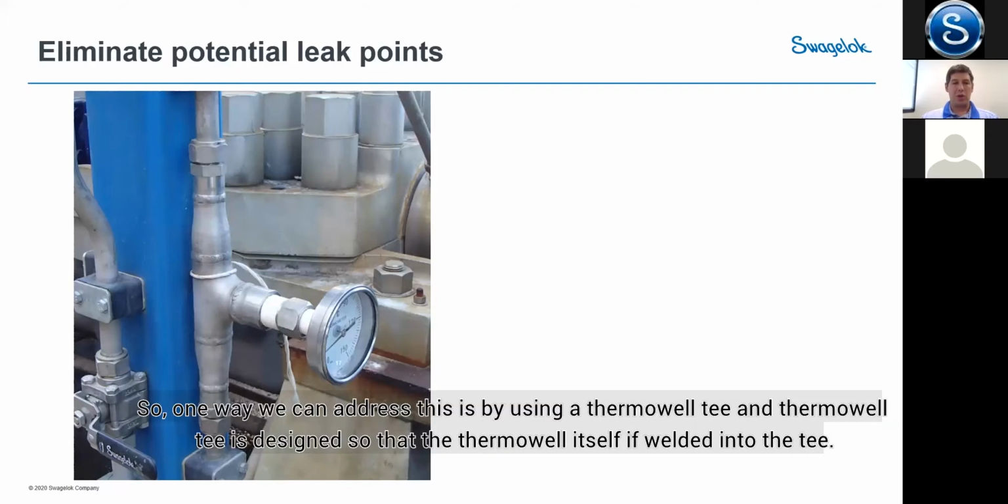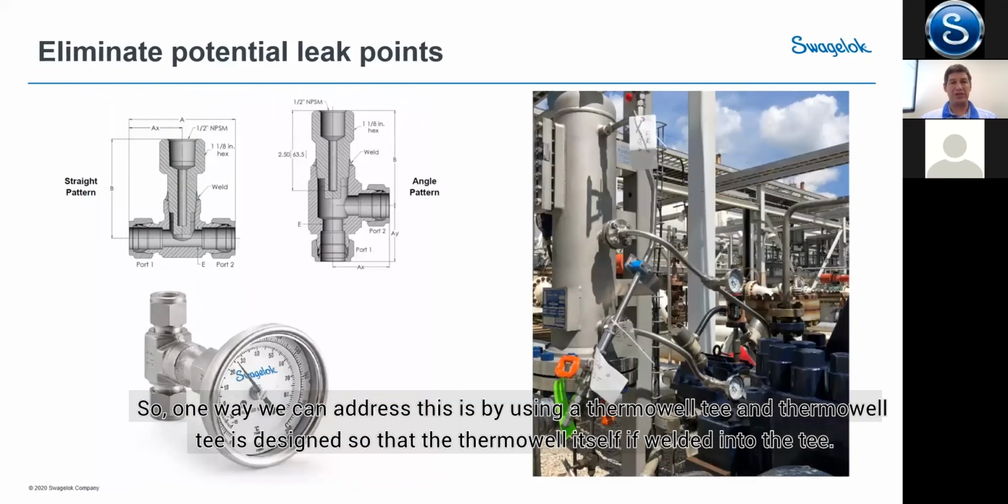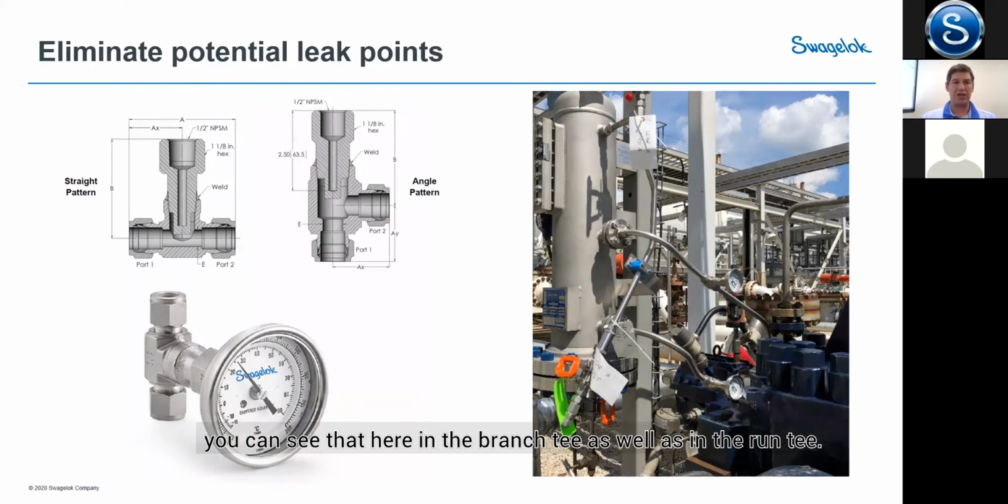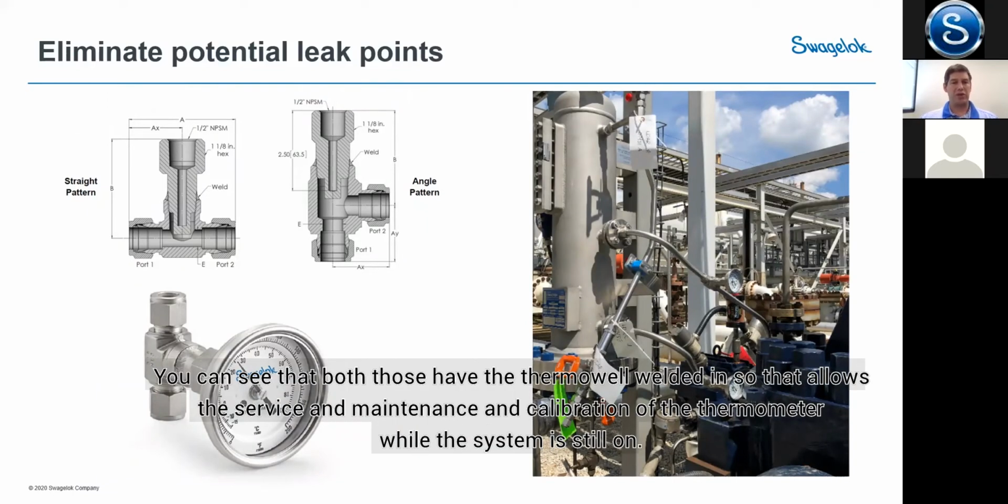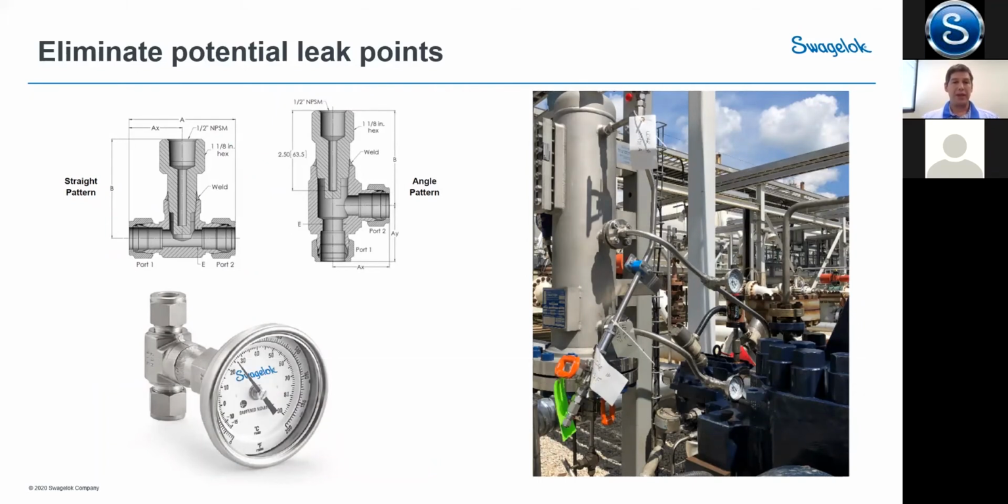So one way we can address this is by using a thermal well T. A thermal well T is designed so that the thermal well itself is welded into the T. You can see that here in the branch T as well as in the run T. You can see that both of those have the thermal well welded in, so that allows the service and maintenance and calibration of the thermometer while the system is still online. And these are available as stock items as well from Swagelok.